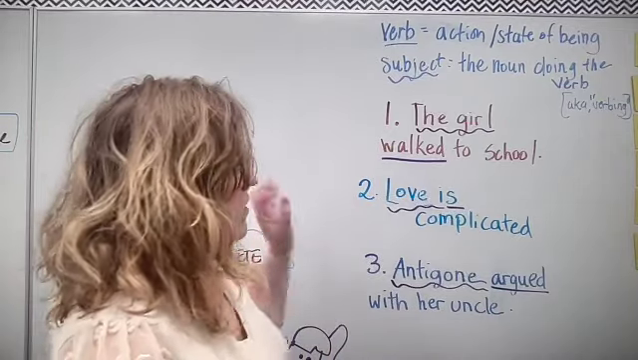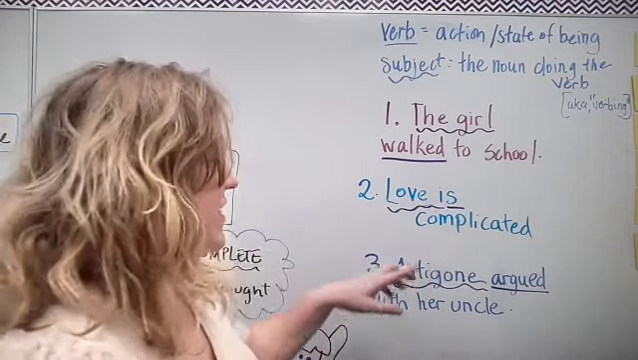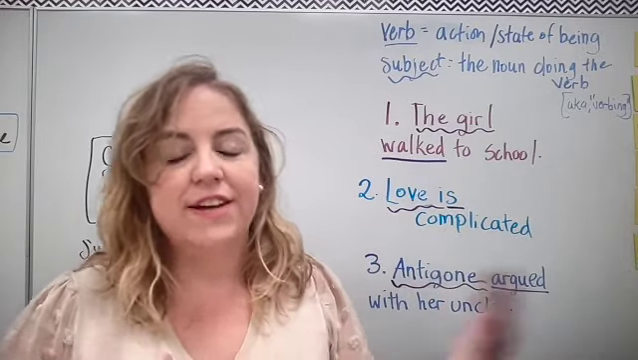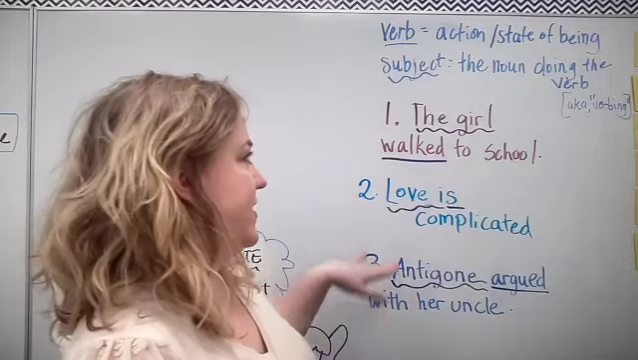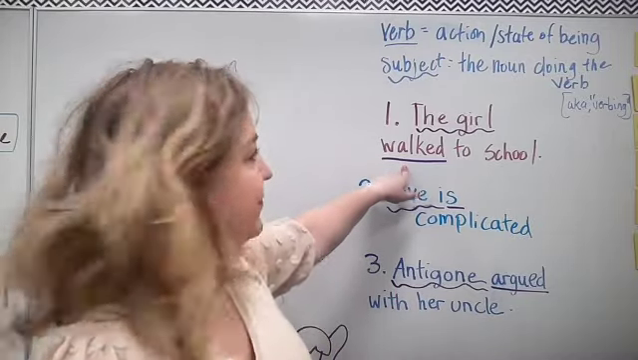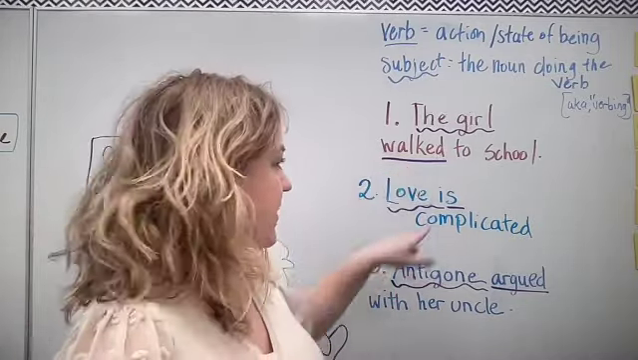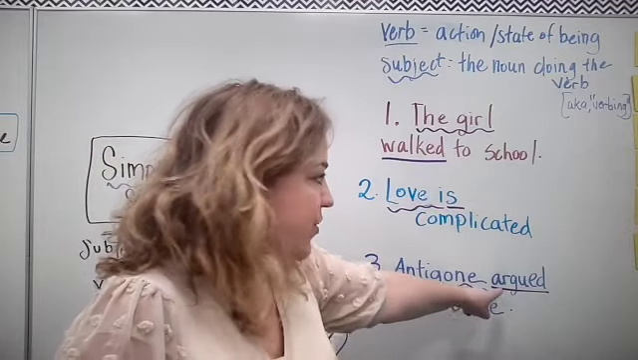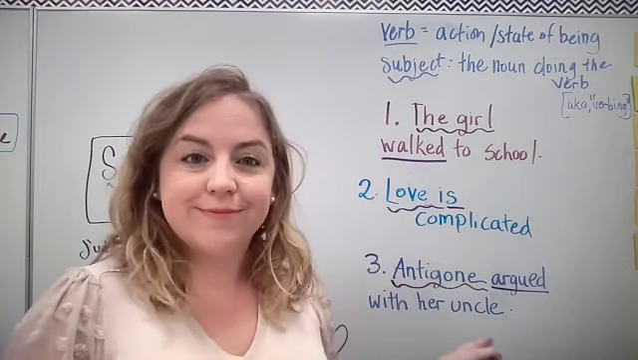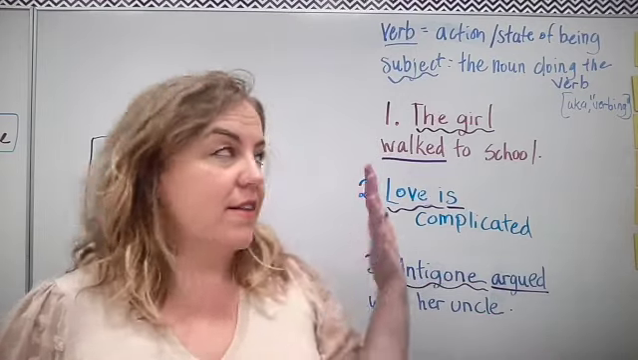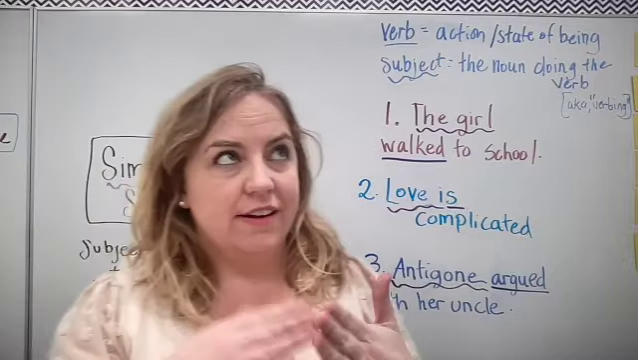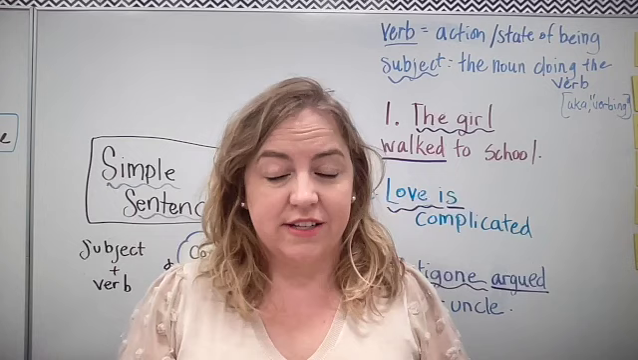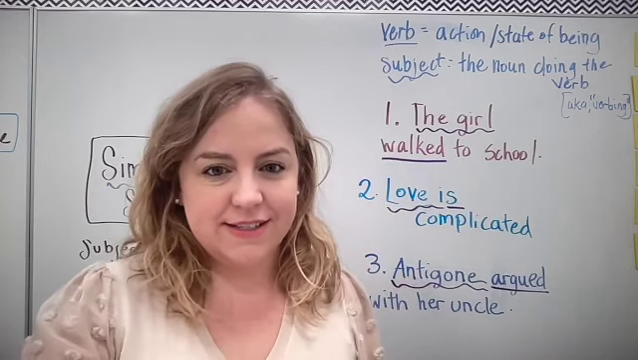As long as you can find the verb, if you can say who or what verbed, then you can find the simple subject. So for instance, walked. Who or what walked? The girl. Is. Who or what is? Love. Argued. Who or what argued? Antigone. And that's how you find the subject and the verb in a sentence. If you have those things and you express a complete thought, that's a simple sentence.